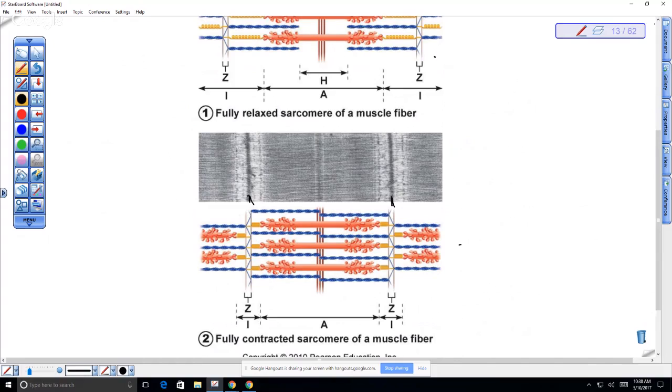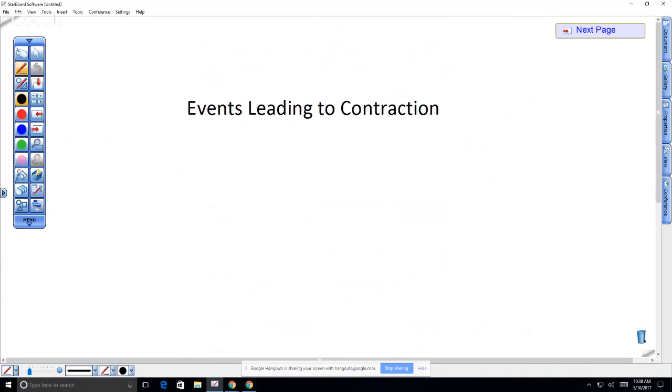Okay. So we need to ask why or how do we regulate when muscles contract and when they don't, right? So how can we cause a muscle to contract versus allowing it to relax? And so we're going to talk about the events leading to contraction. The most important thing to realize here, I think, is that there are regulatory proteins associated with the actin filament.